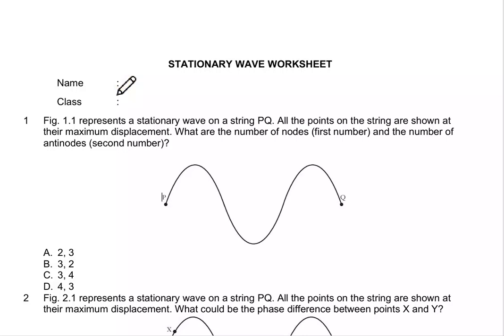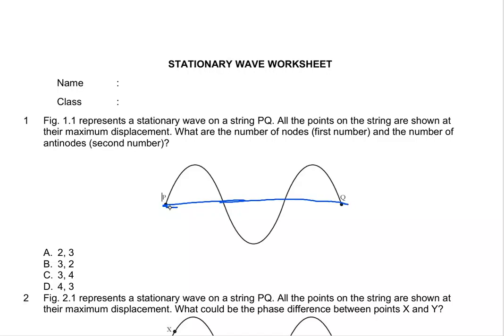Okay, here we go. Number 1. The diagram represents a stationary wave on string PQ. All the points on the string are shown at their maximum displacement. What are the number of nodes and the number of antinodes? To determine the nodes and antinodes, we have to draw the equilibrium line here.